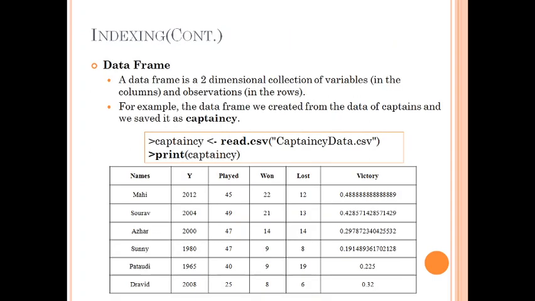As we have already discussed on day 2, a data frame is a two-dimensional collection of variables and observations, where variables are the columns in the data frame and observations are the rows. On day 2, we already created a captaincy data frame. Let us look at the code with which we create a data frame. The name of the data frame is captaincy. The read.csv function is used to create a data frame out of a CSV file. The file which we are providing as input is captaincy data.csv.